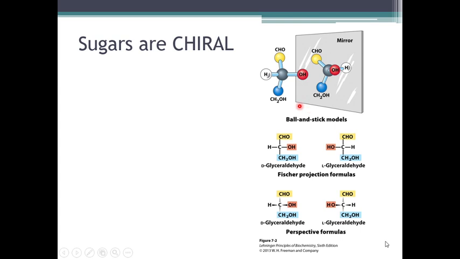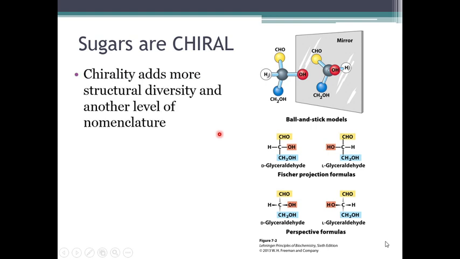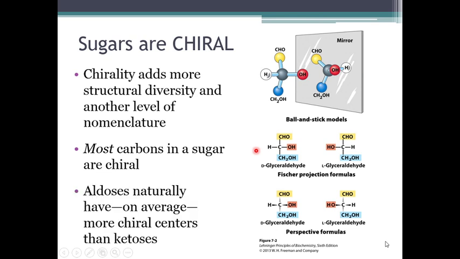Sugars are chiral because they have non-superimposable mirror images. For example, if you consider the Fischer projection of a 3-carbon sugar like glyceraldehyde, glyceraldehyde has 2 different stereoisomers, D-glyceraldehyde and L-glyceraldehyde. Chirality adds more structural diversity and another level of nomenclature. For example, D and L. Most carbons in a sugar are chiral. Aldoses naturally have on average more chiral centers than ketoses.